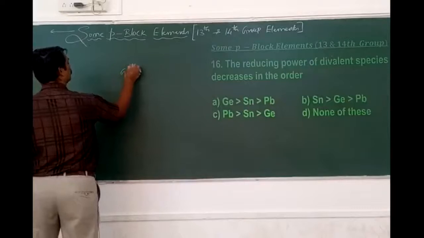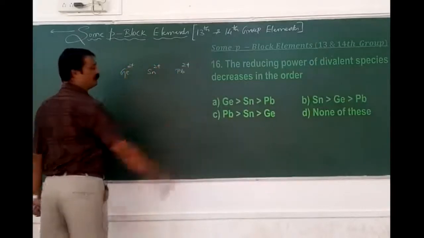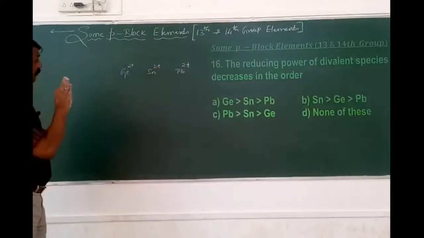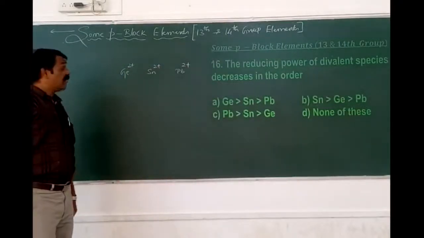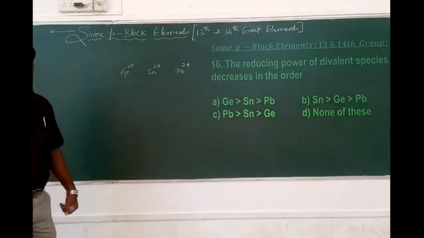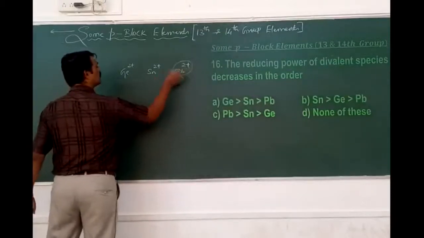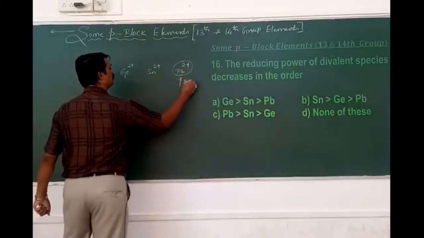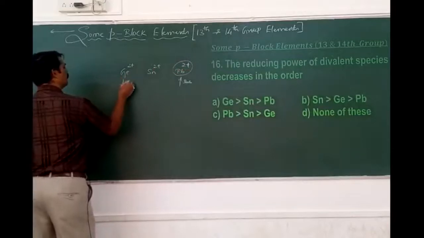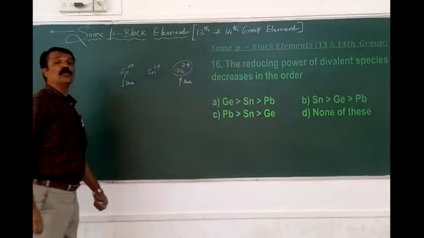Germanium, Sn, and then Pb2 plus. What are these? They are the divalent species of germanium, tin, and then lead. As we know that Pb2 plus is more stable compared to this. Means lead is converted to lead 2 plus by the loss of 2 electrons.